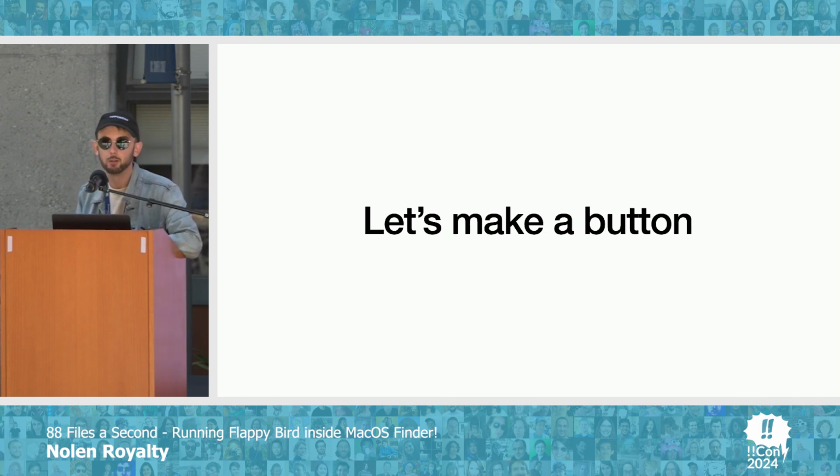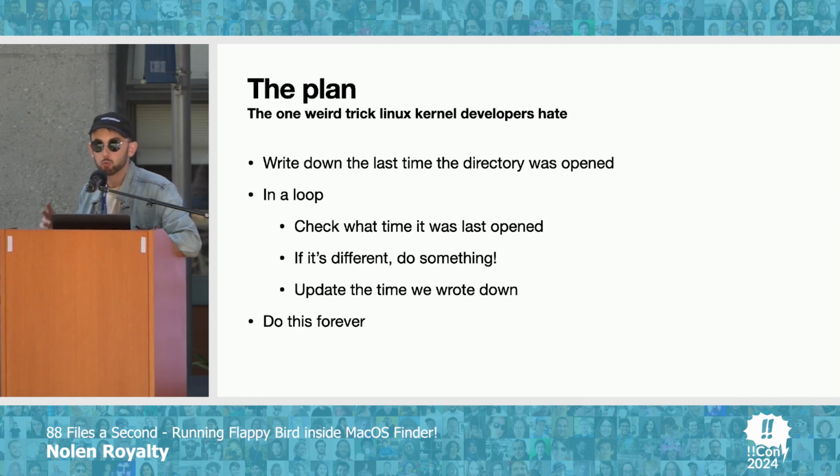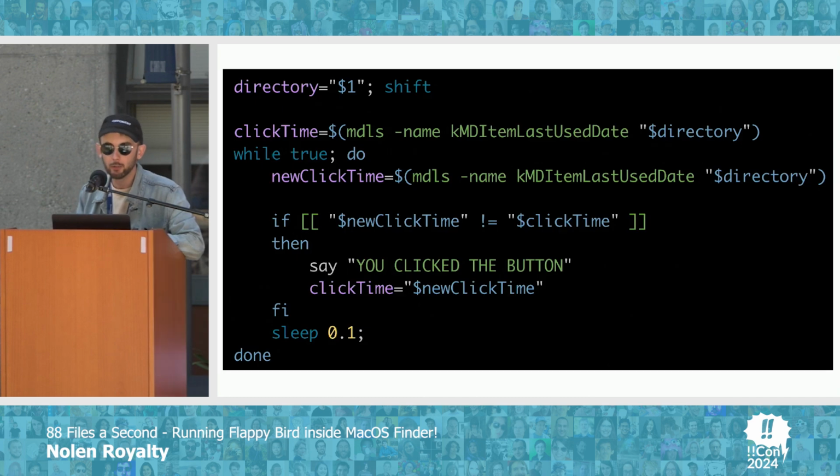Let's make a button. Here's our plan. We're gonna write down the time that that directory was last opened. And then in a loop, we're gonna check when it was last opened. And if it's different, we're gonna do something. And then we're gonna update the time that we wrote down. We're gonna do this forever in a loop. That looks something like this. If you haven't seen Bash, don't write a lot of Bash. It's probably hard to read, but it's just an implementation of what I just described.